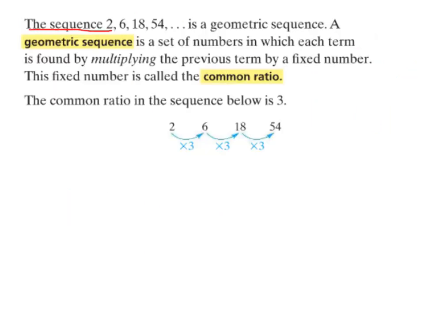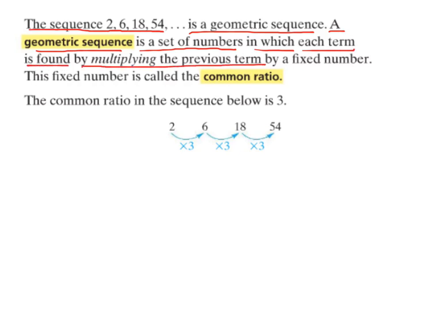A sequence 2, 6, 18, 54 is a geometric sequence. So what is a geometric sequence? A geometric sequence is a set of numbers in which each term is found by multiplying the previous term by a fixed number. This fixed number is called the common ratio.